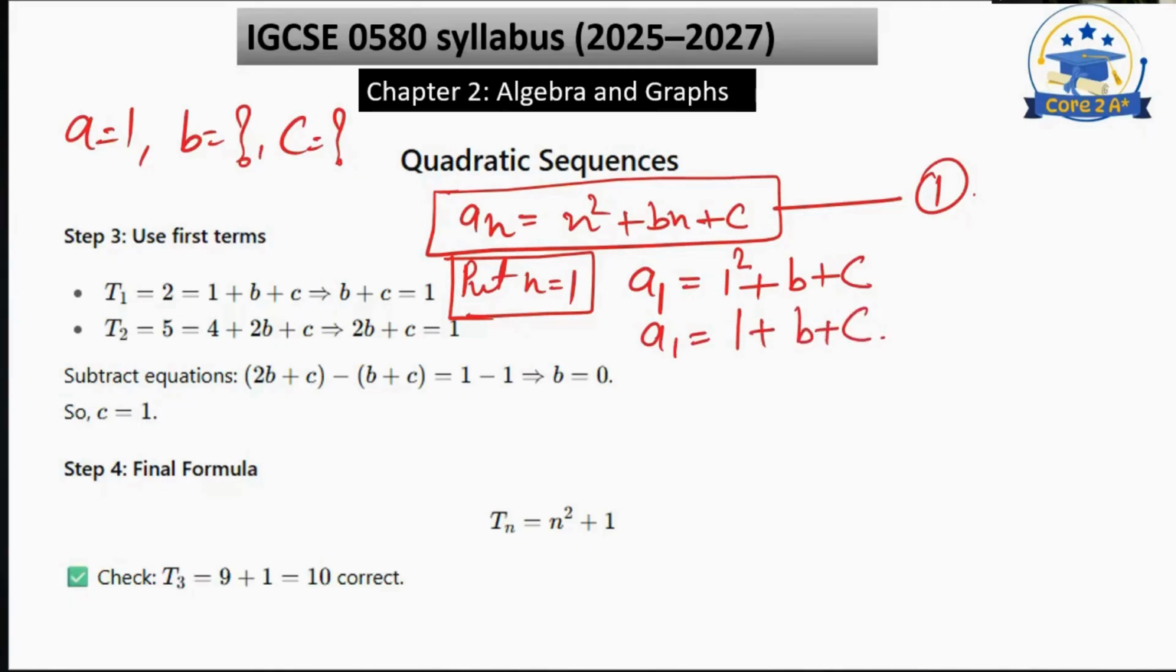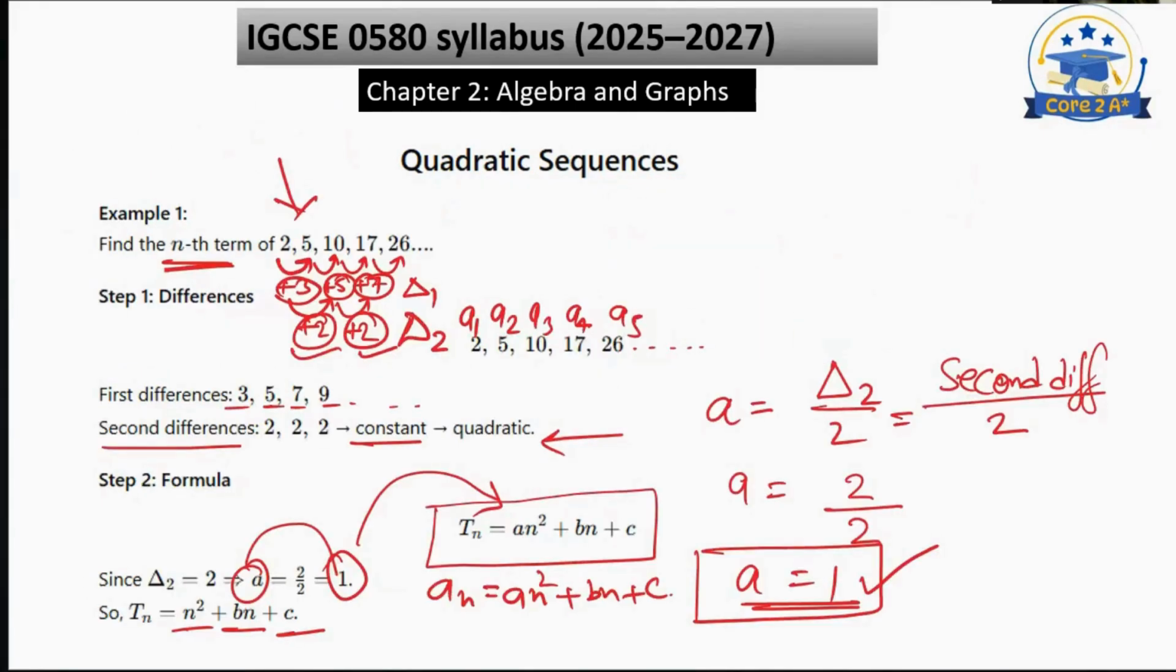Plus c. And what do you mean by A1? A1 is your first term, right? The first term of the given sequence, this one. This is your A1, right? See, the A1 is 2. A2 is 5. Before the differences, right?